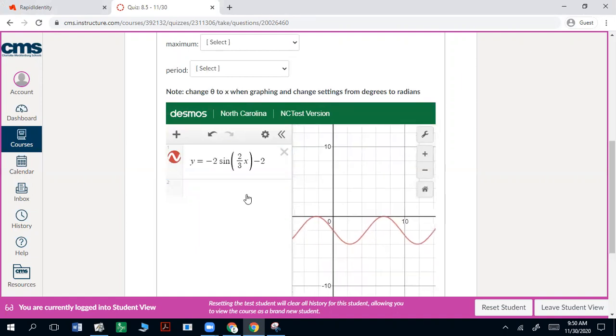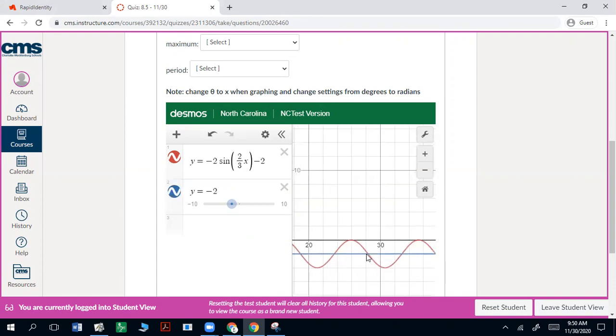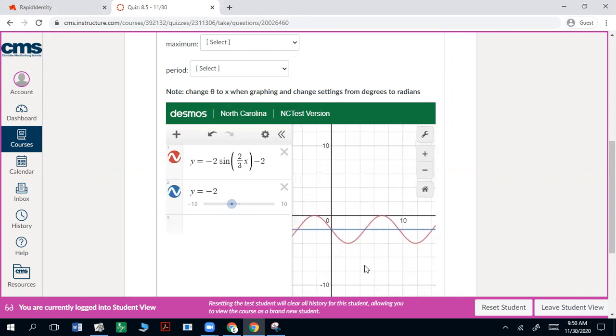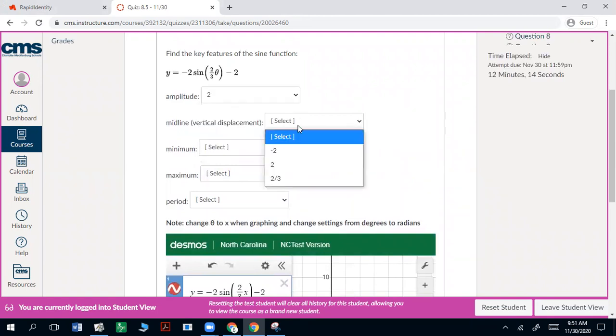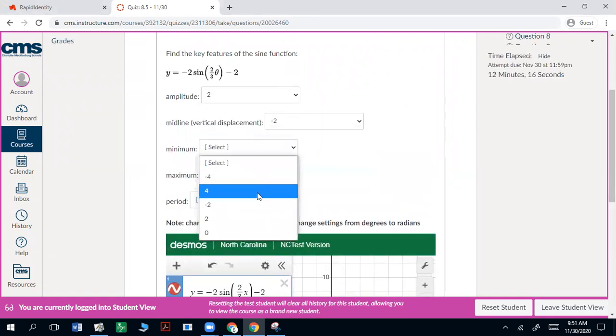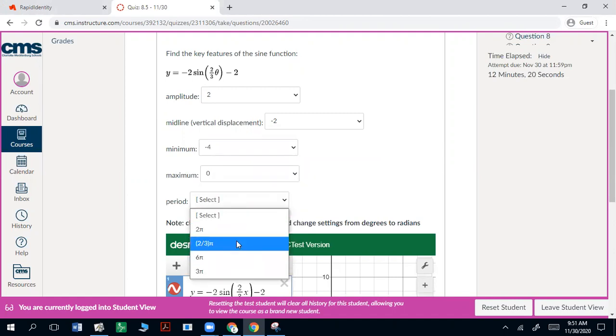Now your period, again, for sines, you just want to do y equals your midline. And you can see where it hits that at 3π. And then it's going to start over again. And that'll be 6π, 9π, 12π, et cetera. So the period is 3π. Well, let's get all that stuff: 2, negative 2, negative 4, 0, 3π.